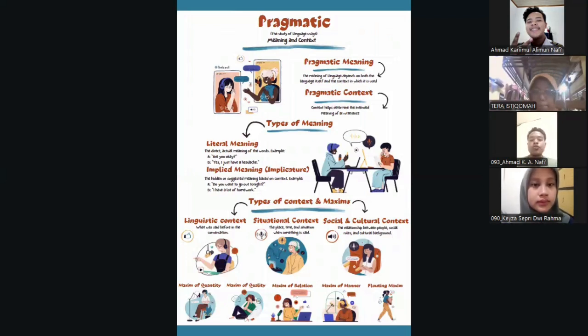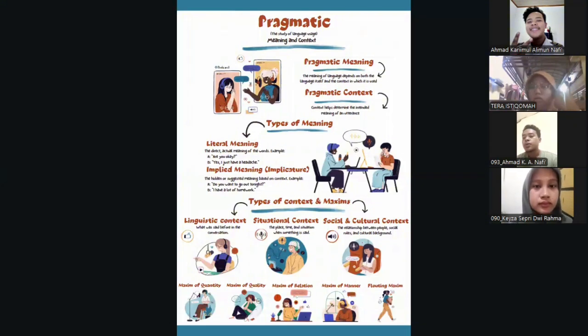Okay, for the next one, it is the maxims. What is a maxim exactly? First, we have to understand the concept, which is Grice's maxims. It is a key concept in pragmatics that helps us understand how people communicate effectively. They are part of what we call the cooperative principle, which means that when people talk, they usually try to be helpful, truthful, and clear. As we can see in the poster here, there are four maxims and an additional one.